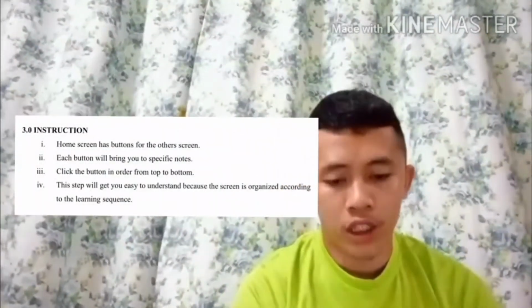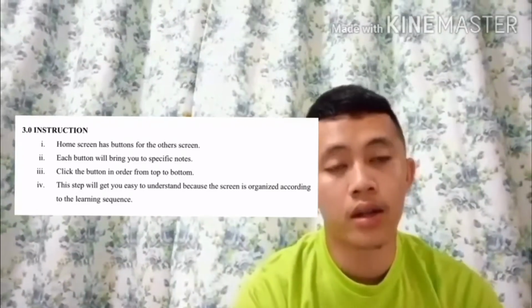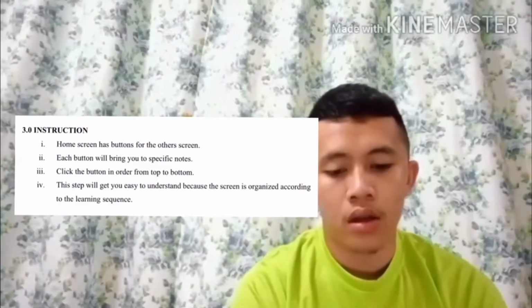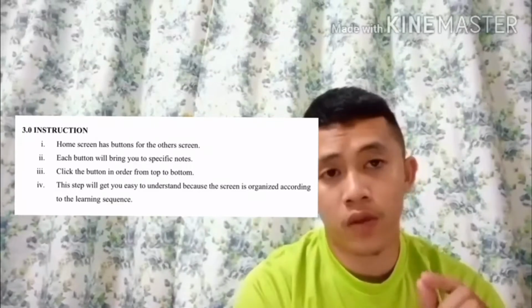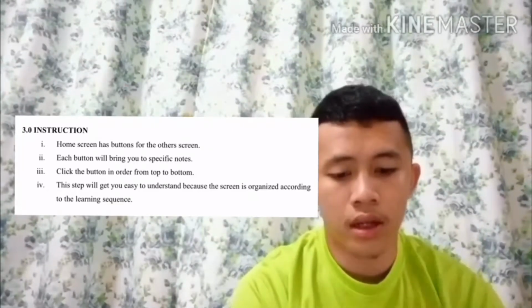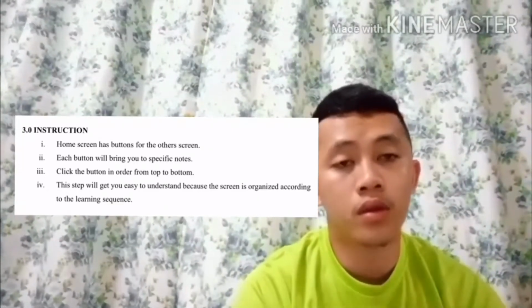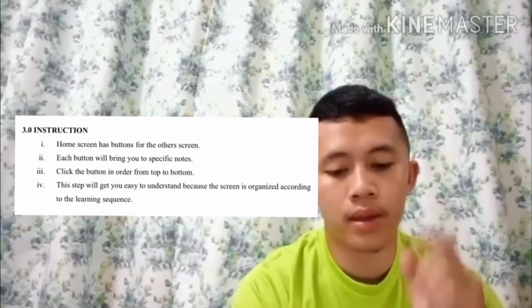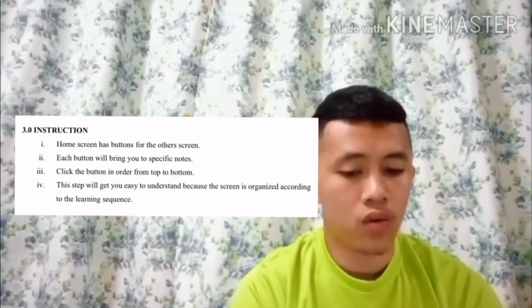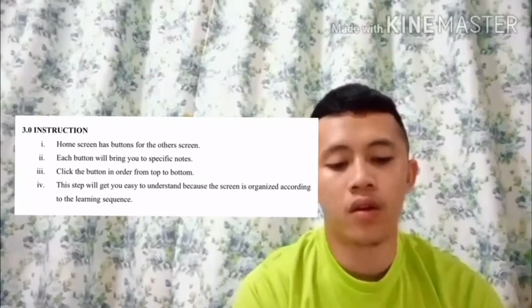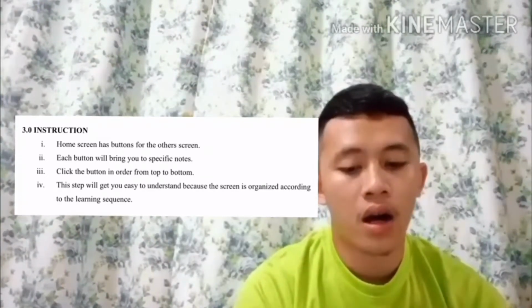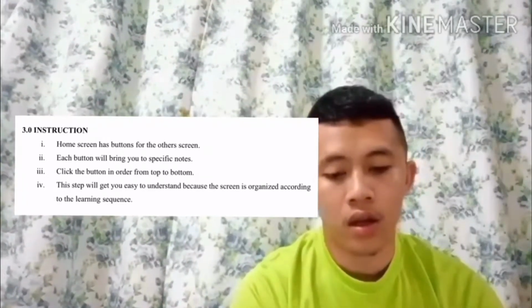Okay, for instruction, the home screen has buttons for the other screens. Each button will bring you to a specific note. Click the buttons from top to bottom. This will make it easy to understand because the screens are organized according to the learning sequence. After you click the button, you can quit the screen.